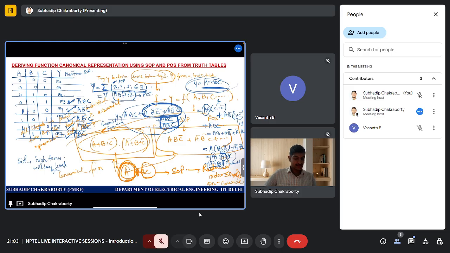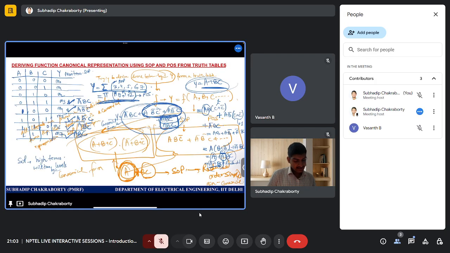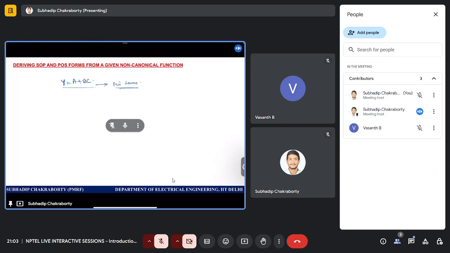Now I am not giving you this because with this you can easily form the truth table. I am giving you A plus BC, which is nothing but the reduced form of this complete Boolean function. So we reduced it and found out that it is A plus BC. Now can you give me the min terms, form the truth table, and write SOP and POS? How to do it? Just wanted to tell you that.